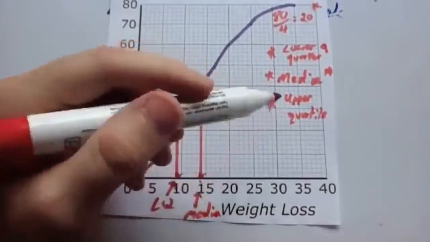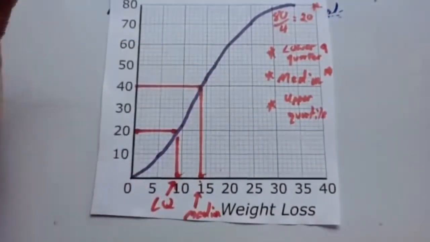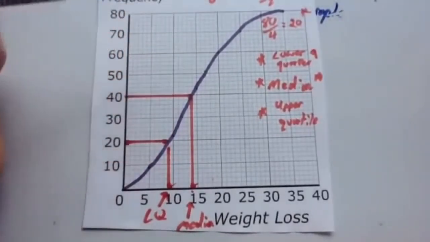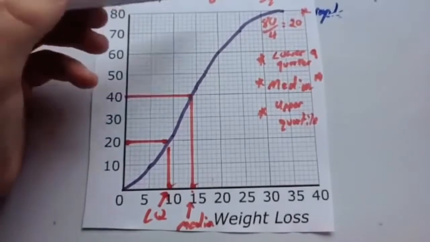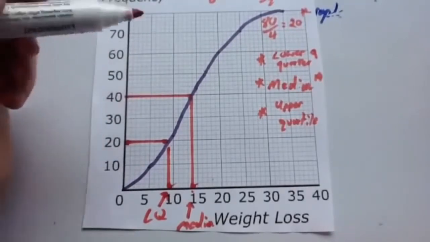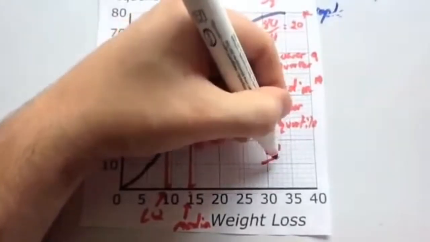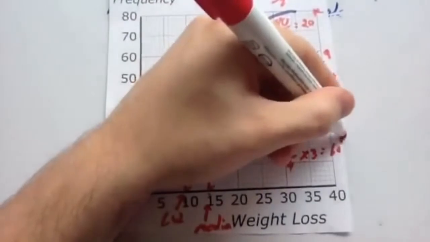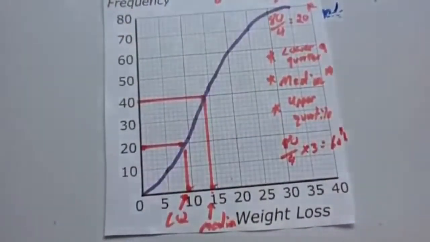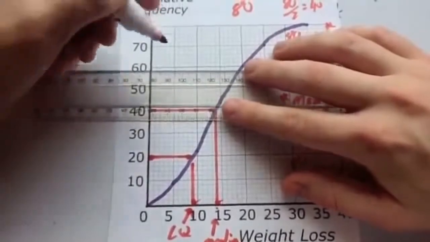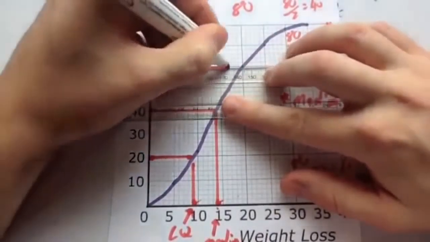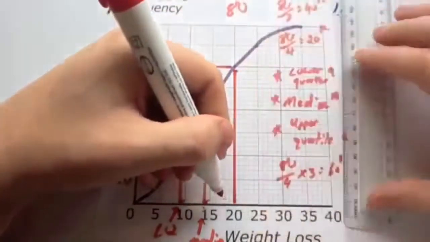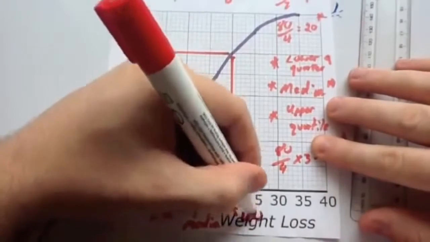Now we're going to find the upper quartile. That's 3/4 of the way through the data, or 75% of the way through the data. There's 80 people, so we're going to find 3/4 of 80. 80 divided by 4 is 20, and times by 3 is 60. So we're looking for the 60th person. You get your ruler, go to where the 60th person is, go across to the curve and down. In this particular case, you find that the upper quartile is 20.